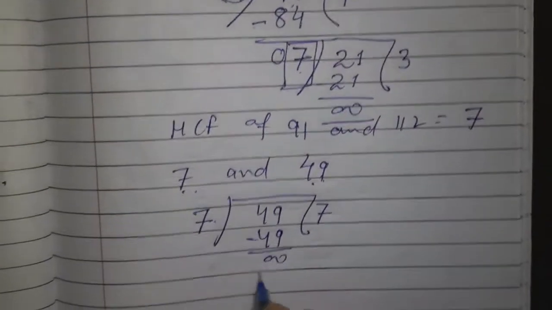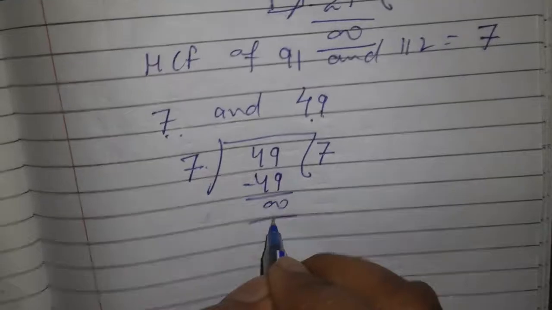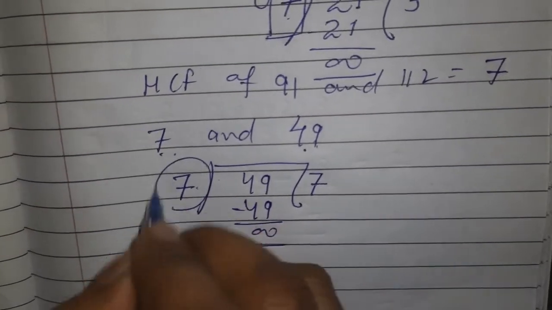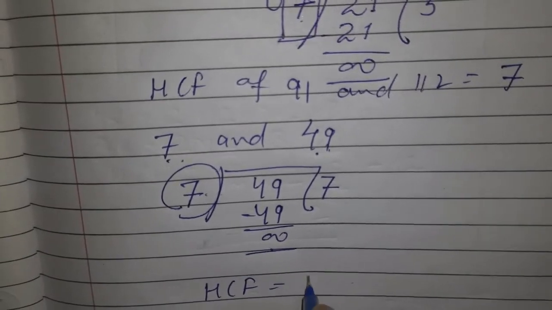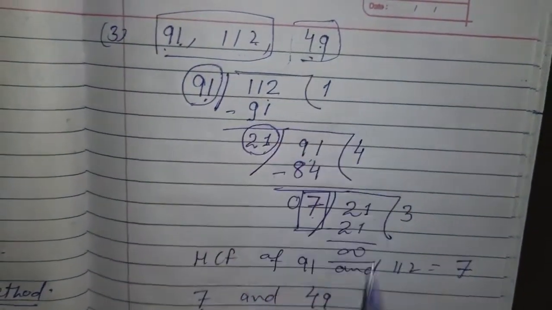Okay, here also you are getting 0. So when you are getting 0 here, your final answer is 7. So the HCF is 7, which means the HCF of 91, 112, and 49 is 7.